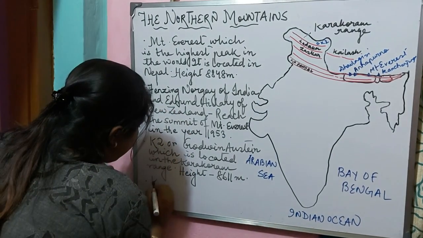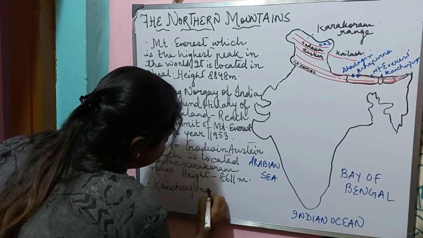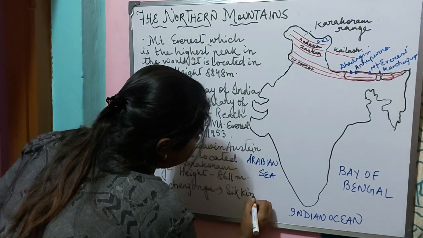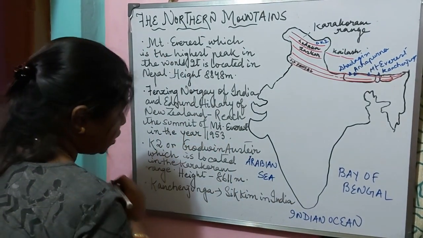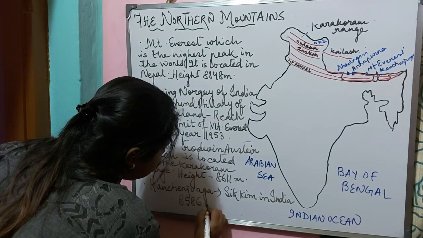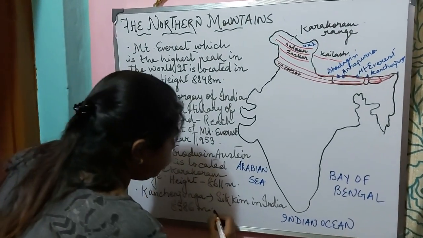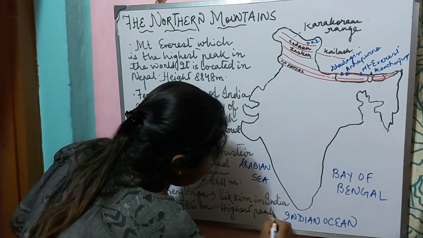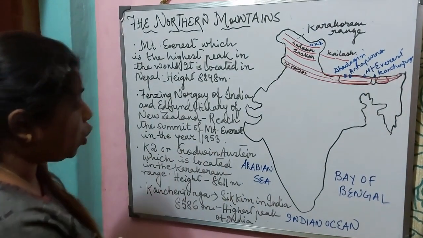Now, which is the third highest peak then? The third highest peak is Kanchenjunga, located in Sikkim. What is the height of Kanchenjunga? It is 8586 meters. Now, let me tell you, Kanchenjunga is the highest peak of India. Clear?